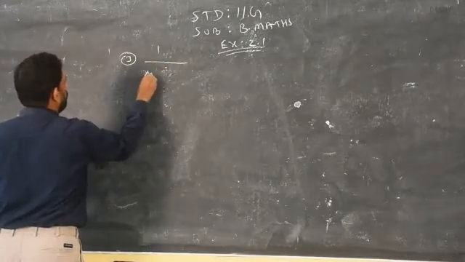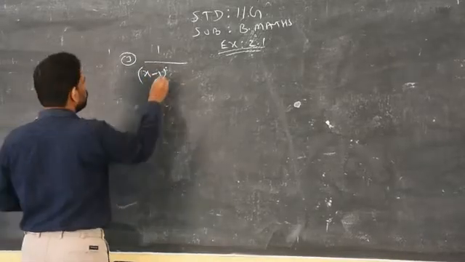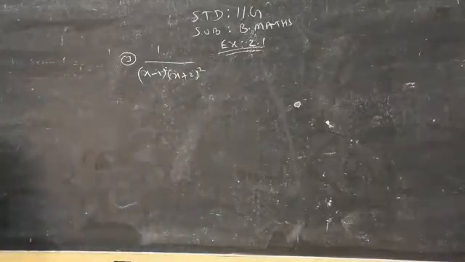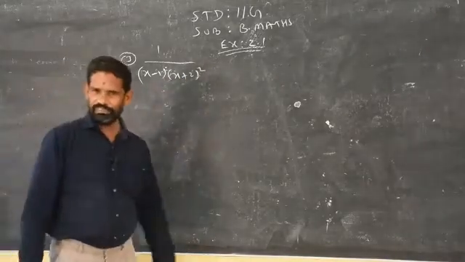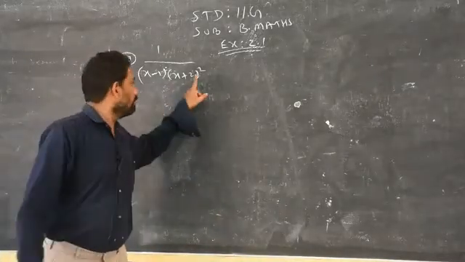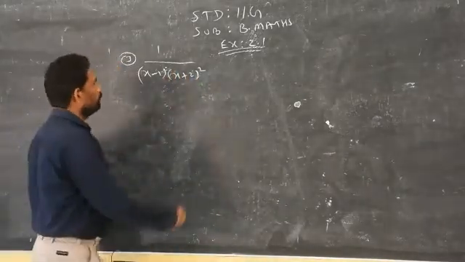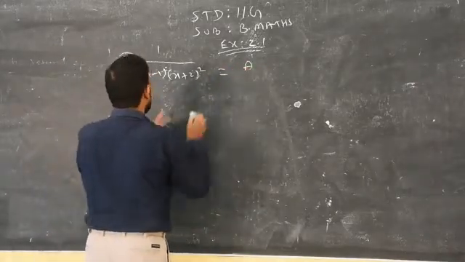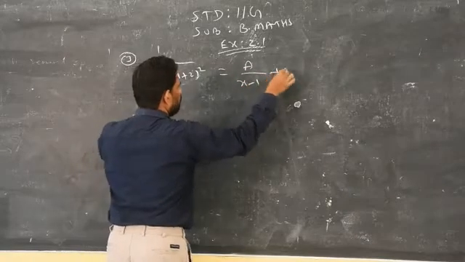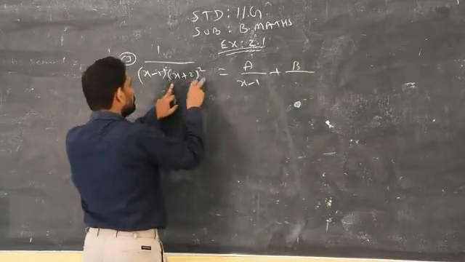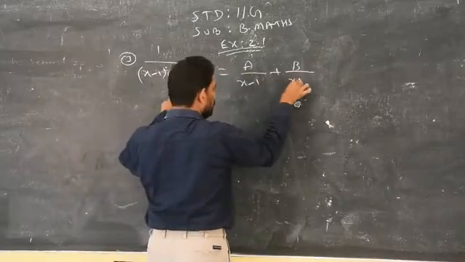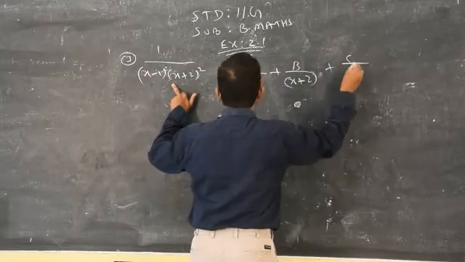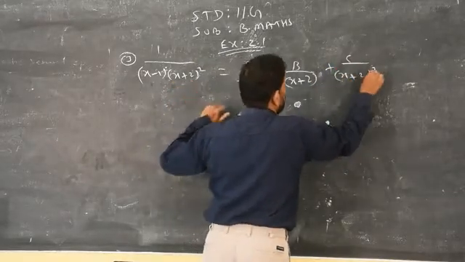1 by (x minus 1)(x plus 2) the whole square. Already factorized, but one factor is repeated. How many times? 2 times. So as usual, A by the first factor, B by the second factor. This is repeated how many times? 2 times. You have to write it with 1 time repetition, and plus C by (x plus 2) the whole square.